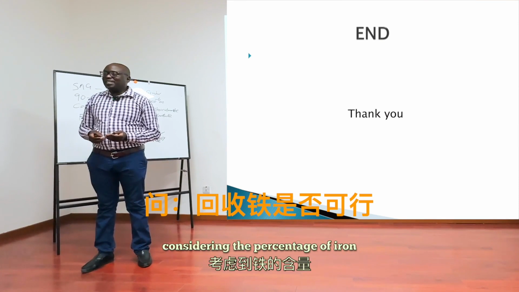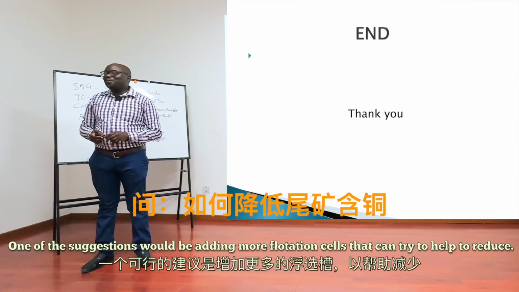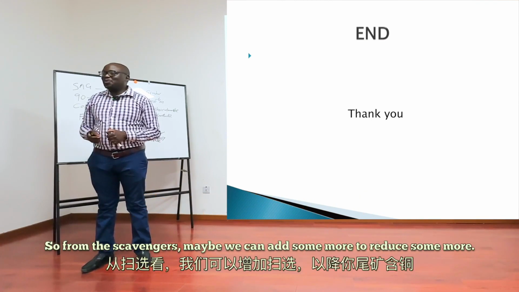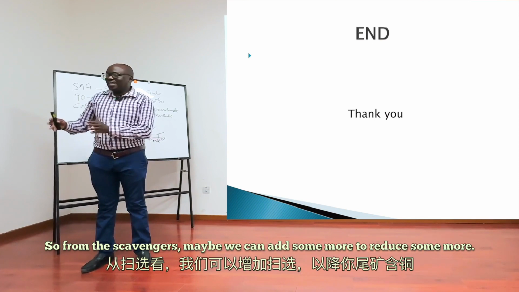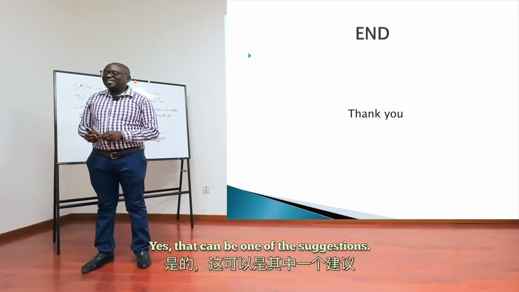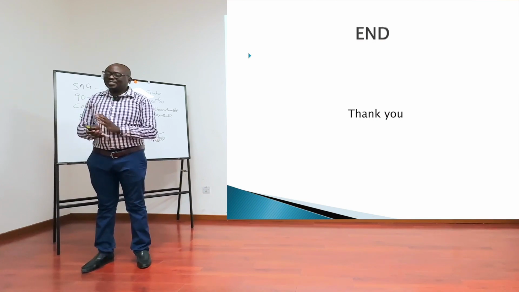Recycling the iron, because of the price of the iron, I think maybe you would run at a loss considering the percentage of iron. One of the suggestions would be adding more flotation cells that can help to reduce it. So from the scavengers, maybe we can add some more to reduce some more. Yes, that can be one of the suggestions. Okay.